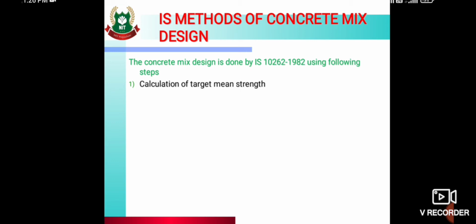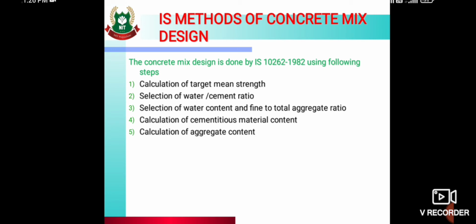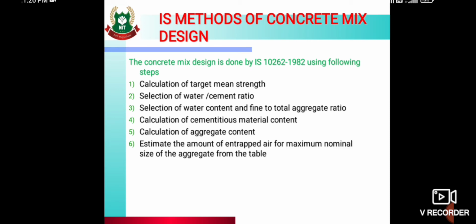The first step is calculation of target mean strength. Next is selection of water cement ratio. Then selection of water content and fine to total aggregate ratio. Then calculation of cementitious material content. Then calculation of aggregate content. Then estimate the amount of entrapped air for the maximum nominal size of aggregate from the table. These are the steps you need to learn. In our syllabus, we only need to know the steps in the Indian Standard method of concrete mix design.